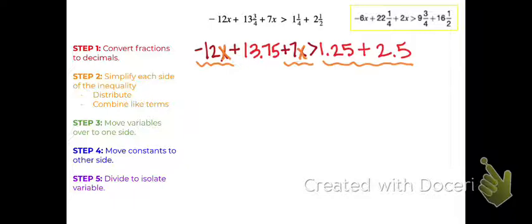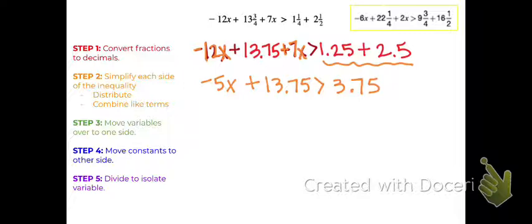And the way you do that is you say, how many x's do I have? I had -12, and then I added 7. -12 plus 7 is -5. And then there aren't any other constants without variables, so I'm just going to keep the plus 13.75. Now on the right side, I don't have any terms that have variables, but I have two constants, the 1.25 and the 2.5. And I can just combine those together and add them, and I get 3.75.